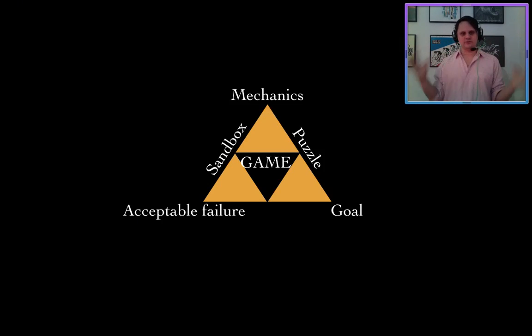Here is a structured way of looking at this. You can have mechanics at the top, acceptable failure, and a goal. If you have only mechanics and a goal, you get a puzzle. If you have acceptable failure and mechanics, I call that a sandbox. A sandbox is basically a game where there's no direction. You can play around with it and random things happen. You have control of certain things, but there's no goal. But if you put them all together, you get a game.